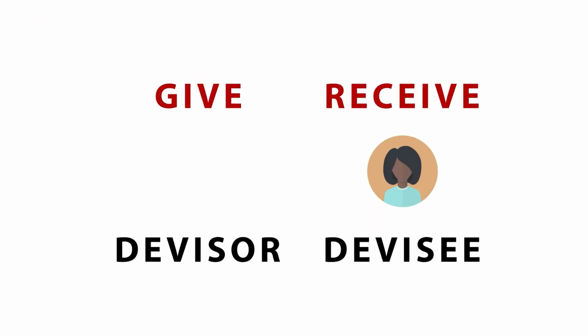Devisee, Devisor. Transferring of real property by a will is called a devise. Devisor is the one who disposes of real property by a will. A devisee is one who receives a gift of real property by a will.